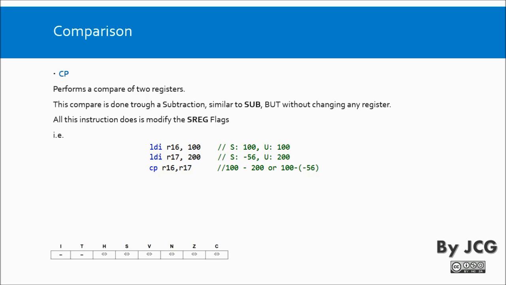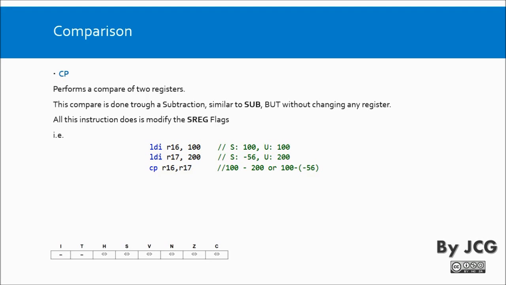And as you can see in the comments, this operation will perform a 100 minus 200. Of course, this is if we have register 16, register 17. If we change this to register 17, register 16, then we have 200 minus 100. However, you're seeing in the comments that it says or, we're going to have 100 minus 56. Again, remember, this instruction performs a subtraction. So we're going to subtract either with sign or without sign. And actually, we're going to do both.